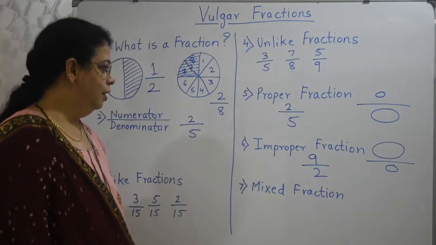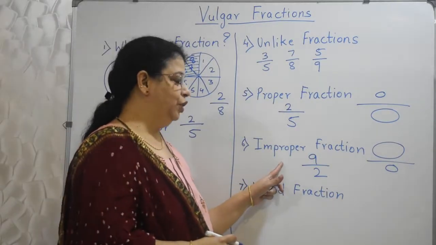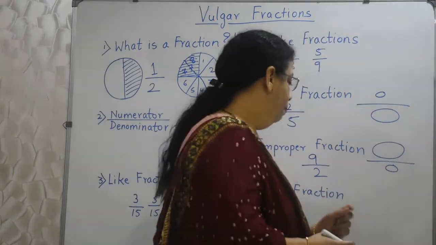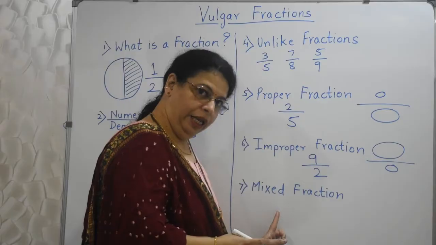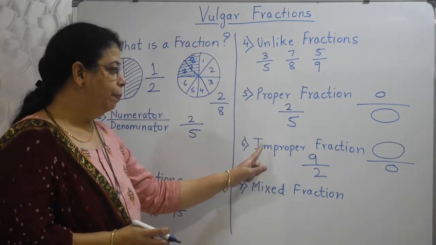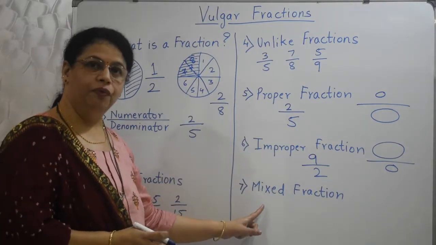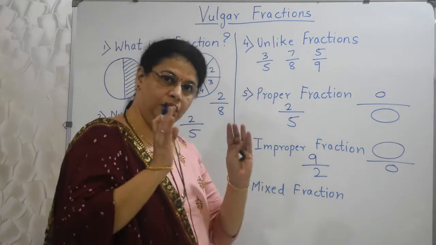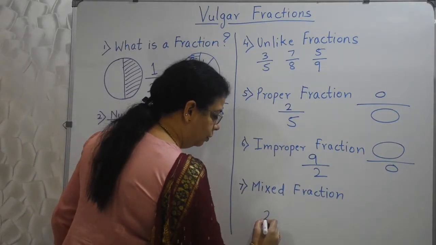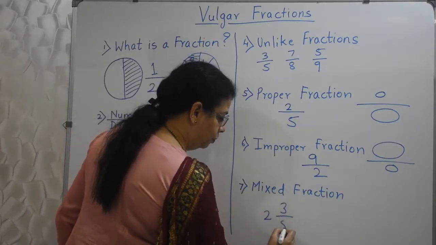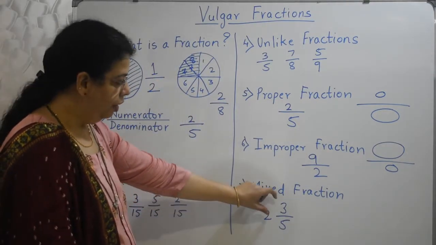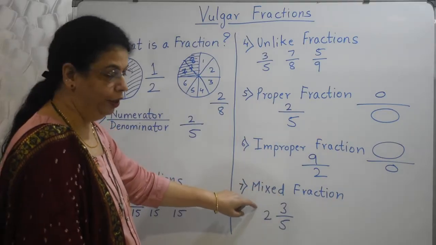Okay students, so these improper fractions, we can convert them into mixed fractions. I will be telling you how to do it, but right now just remember this, okay? Improper fractions can be converted into mixed fractions. Mixed fraction, what do they look like?